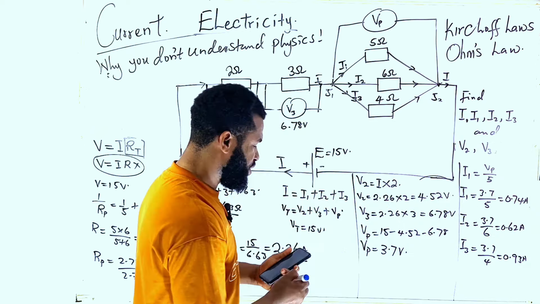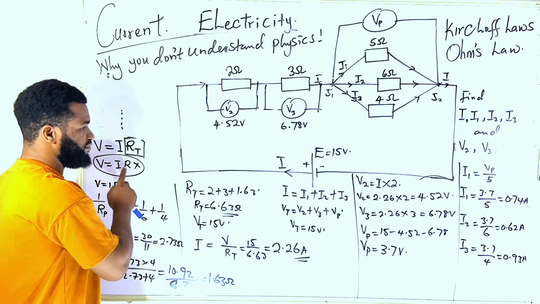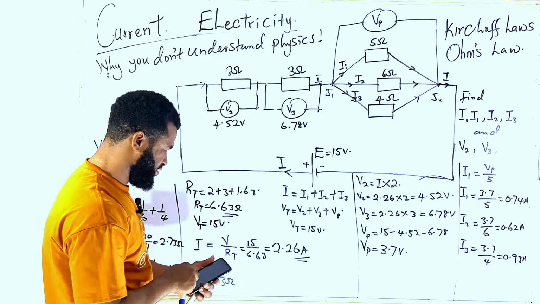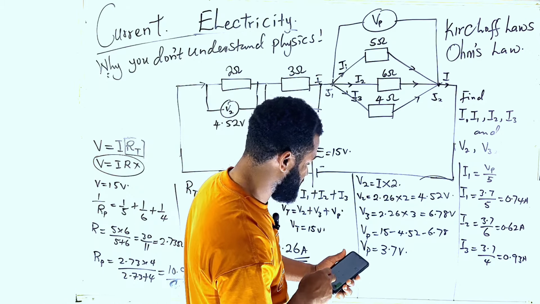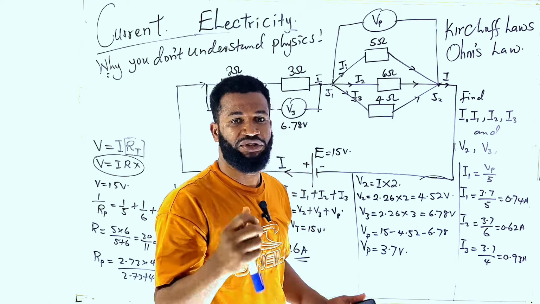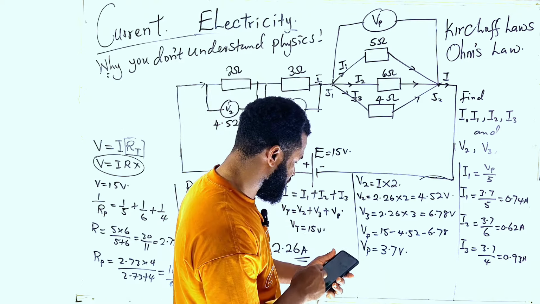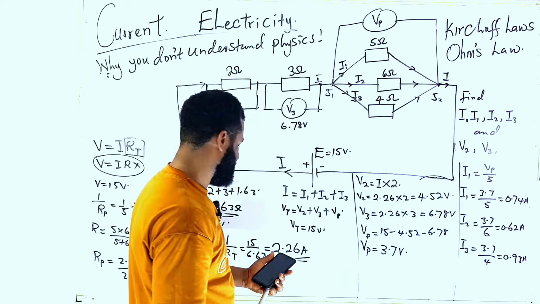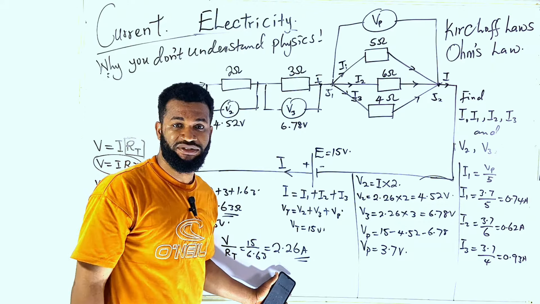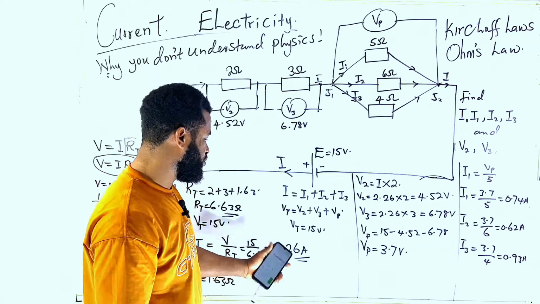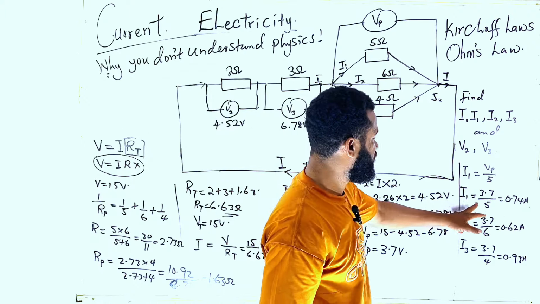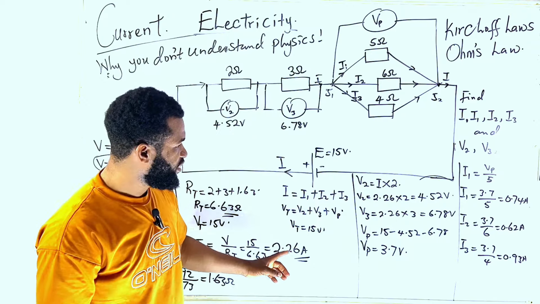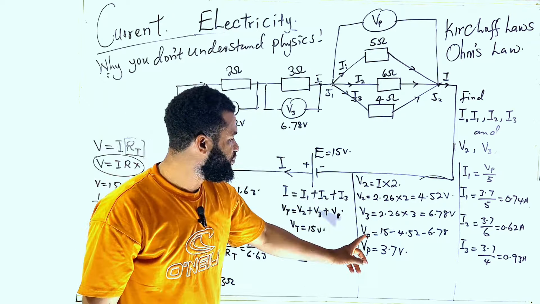Now, to check if our law is correct, I'm going to say this plus this plus this will give me I. What is I? 2.26. So let's check: 0.74 plus 0.62 plus 0.93. I know they will not be exactly the same because of some approximation, but it is very close. To one decimal place, you still get the same thing, which is 2.3. So these are the currents I1, I2, I3, and these are V2, V3, and VP.